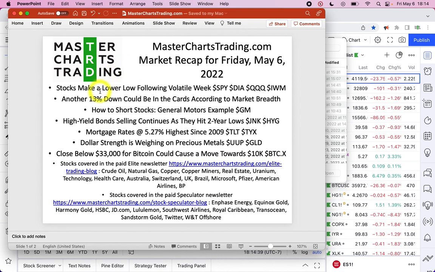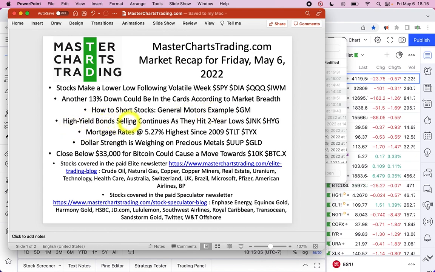Stocks made a lower low following quite a volatile trading week. I think they're in a bear market, and I'll show you what I mean. Easily another 13% down for stocks before some sort of a bounce might materialize due to market breadth. I'll show you what I mean there. How to sell short: I'll give you an example of General Motors, just a perfect example.